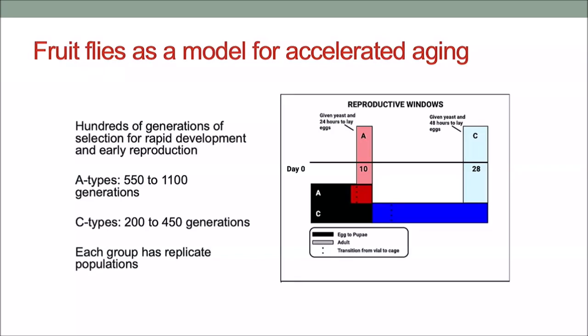So these are flies on a 28-day generation cycle. So, pretty relaxed selection. They live a relatively long period of time. And then we have what are called the A-type populations, which are on that sort of 9-day selection, or a 9 to 10 day collection window. So they have accelerated development.